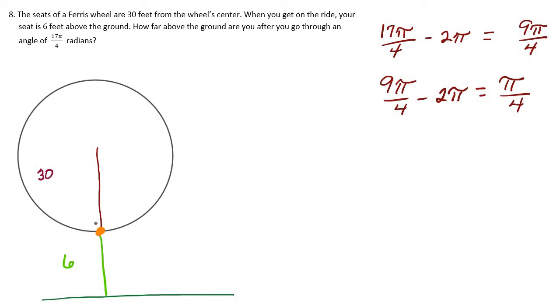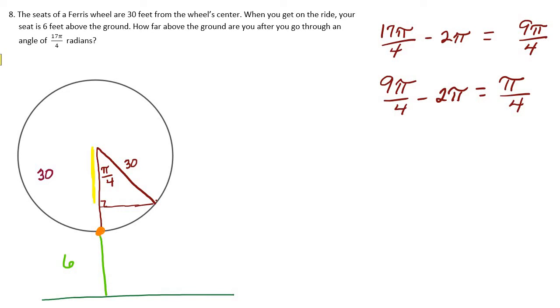So once I get on the Ferris wheel down here at this orange dot, I go around 2 full times, and then I am over here at this spot. So I'm going to draw in this radius, and this angle is pi over 4. I want to draw in this right triangle. I know the radius of the circle is 30, so the hypotenuse of this triangle is 30.